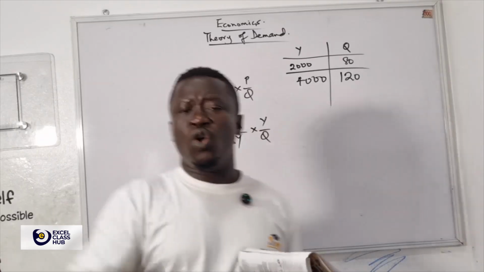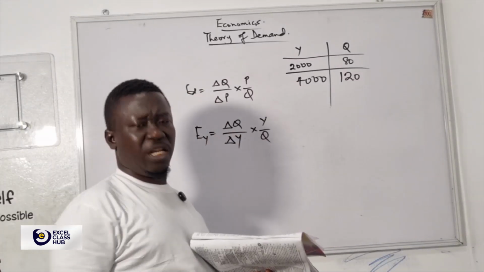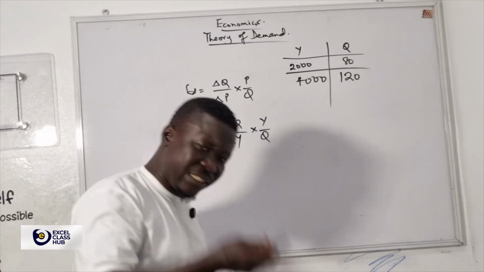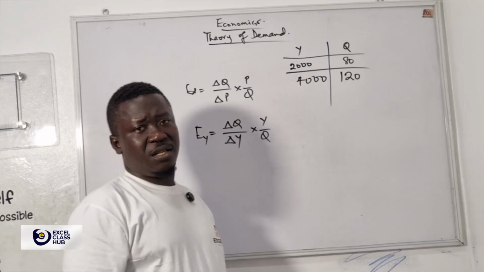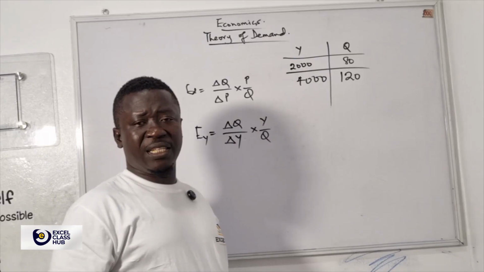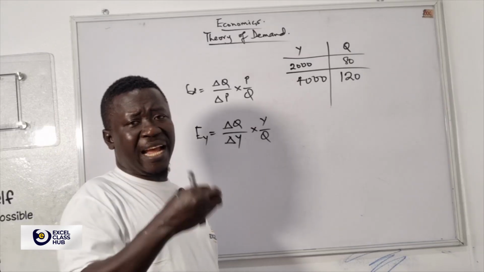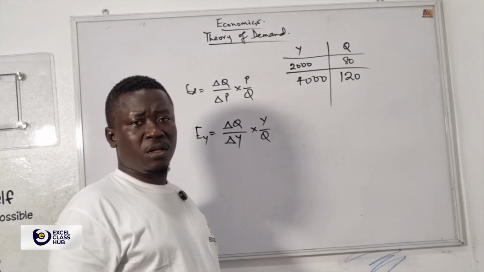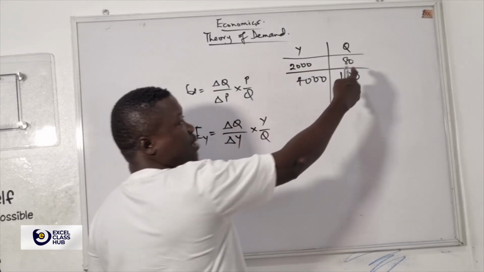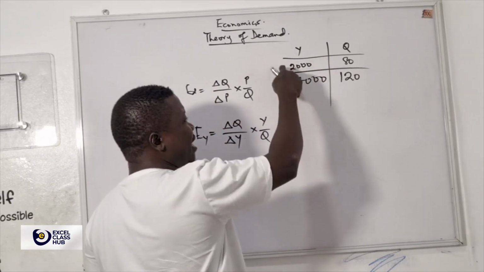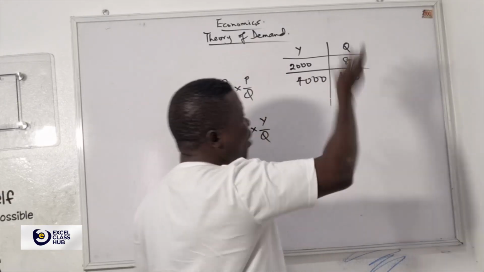If JAMB asks you, which kind of good is this? A good whereby your income increases, quantity also increases. What kind of good is it? It is a superior good. An inferior good is different now. If your income increases, look at when it is 2,000 here, it is 80. When it increases to 4,000, it will go back to like 40 or like 20.